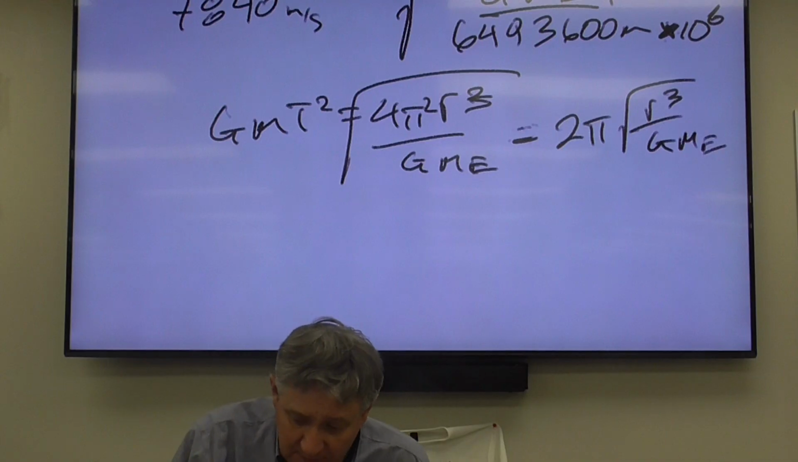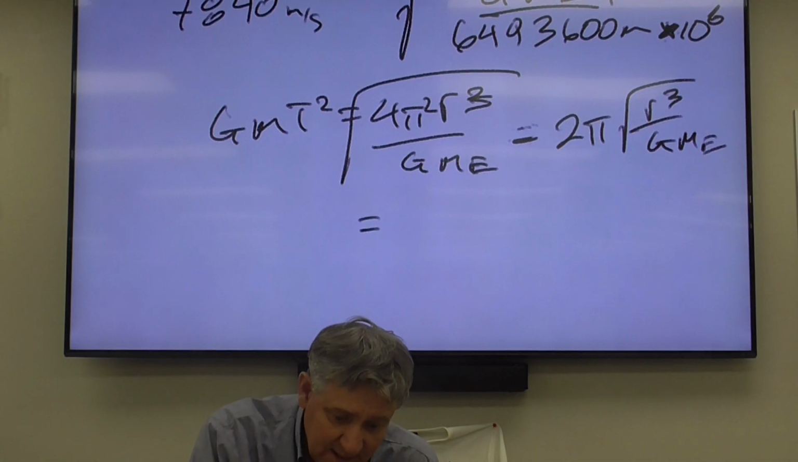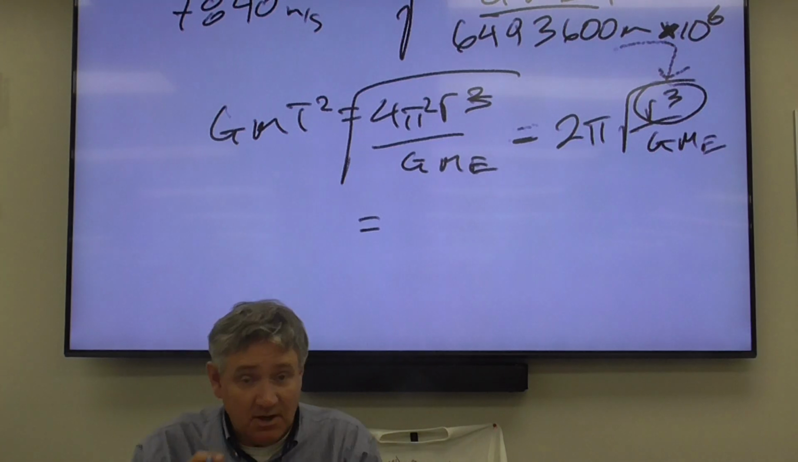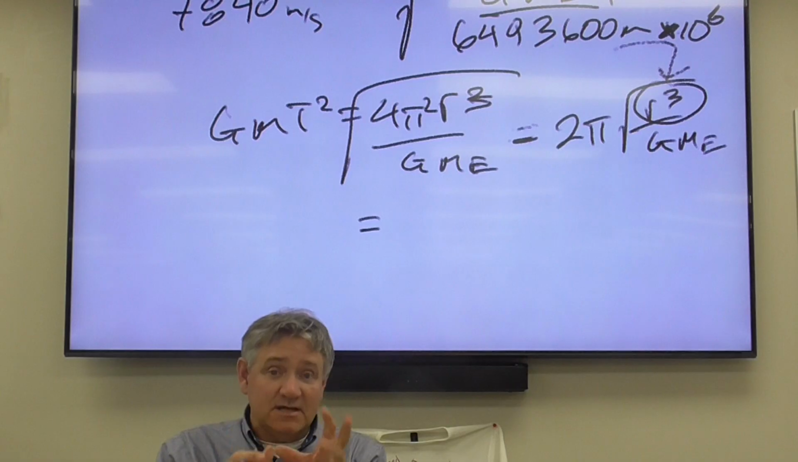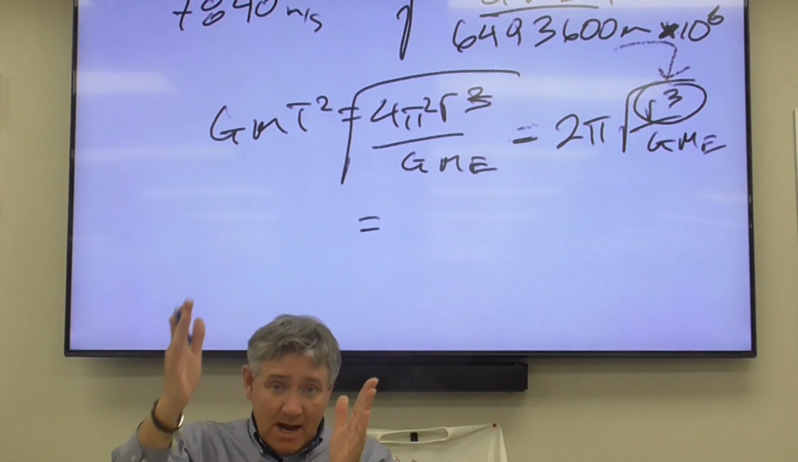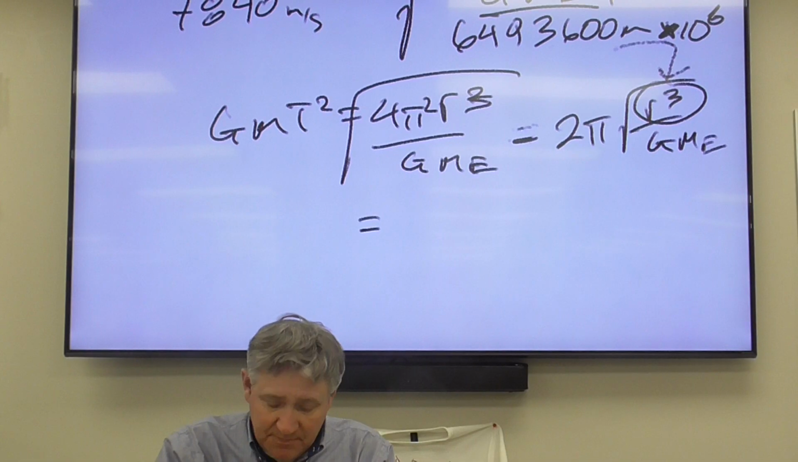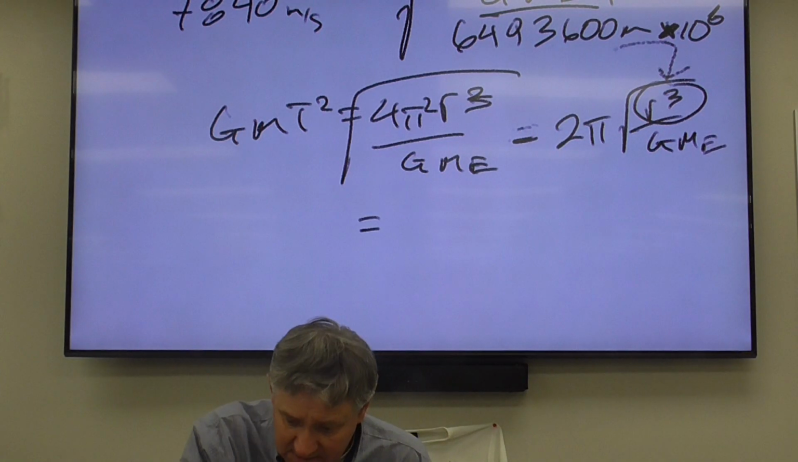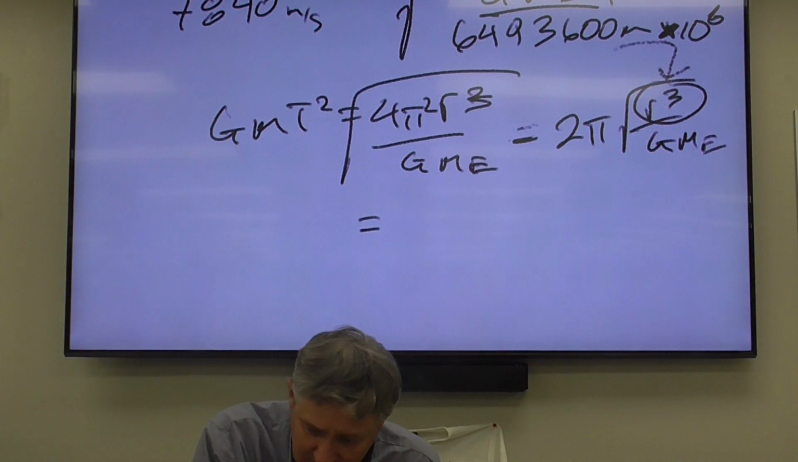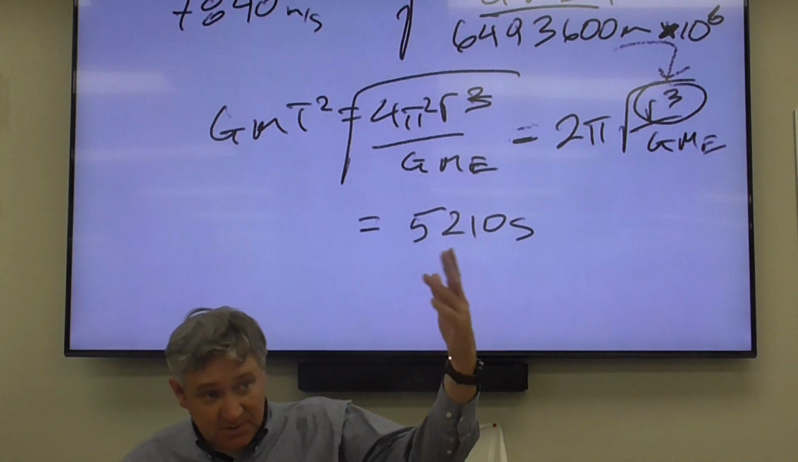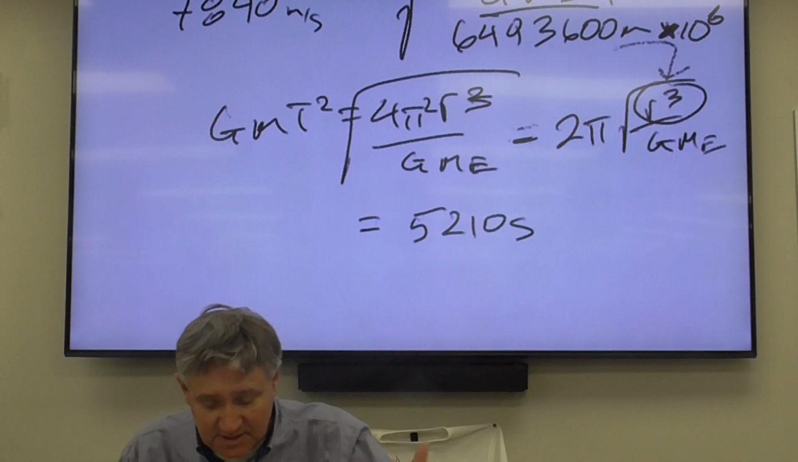Anyway, if you do all this, you're going to use the same radius that you had up here. It's the exact same radius. It still has to be from the center of the Earth out to that satellite. So if you crunch all the numbers, you get 5,210 seconds, which is 10 to the 3rd, which is cool. That's what we said it was going to be.